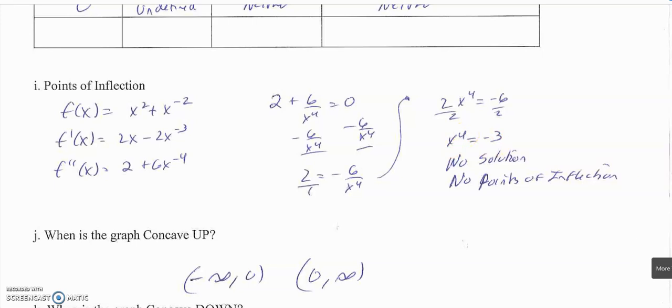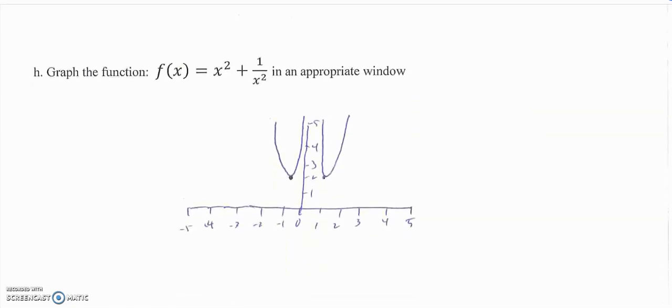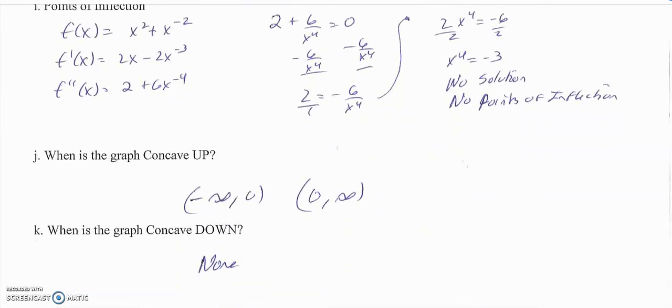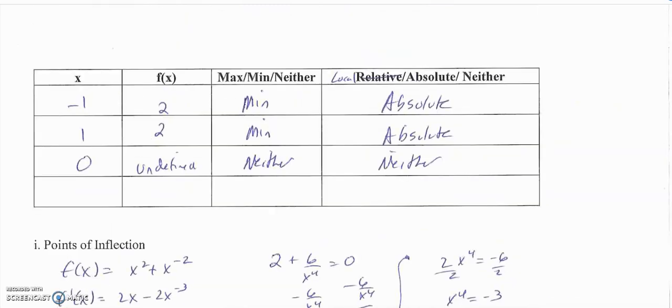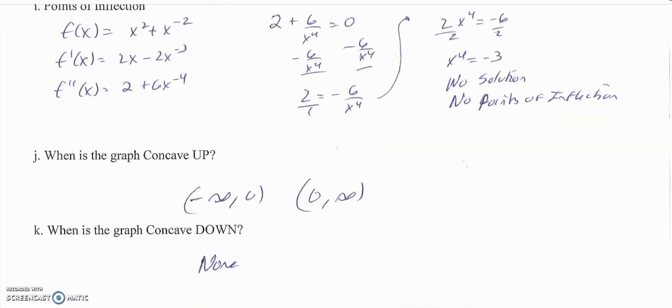And if you look at the graph, it does not go from concave up to concave down. It's concave up, concave up. So when is the graph concave up? From negative infinity to 0, and from 0 to infinity. And when is the graph concave down? It's not concave down. Thank you.